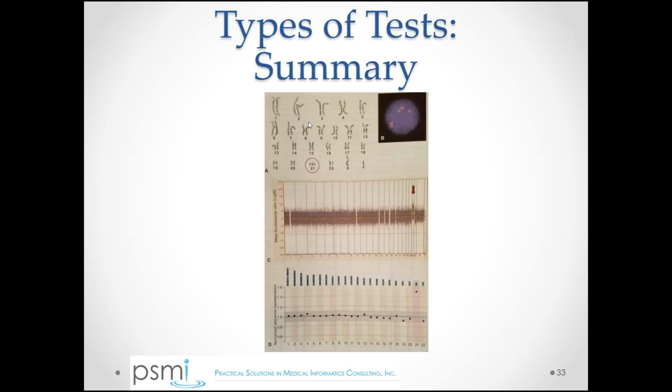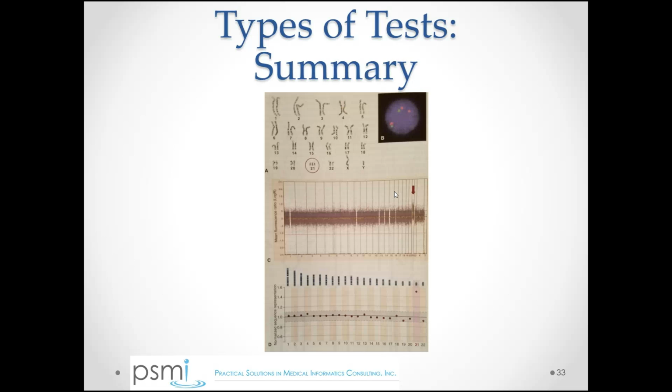So here's a summary. This is a patient obviously with trisomy 21, and here we see the karyotype where we simply see 3 chromosome 21s. Here is the result of a FISH test where the red is a chromosome 21 probe, and the green is a control autosome probe. So we see 2 greens and 3 reds.